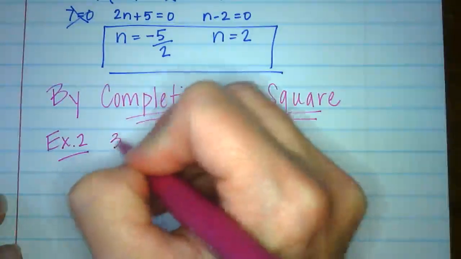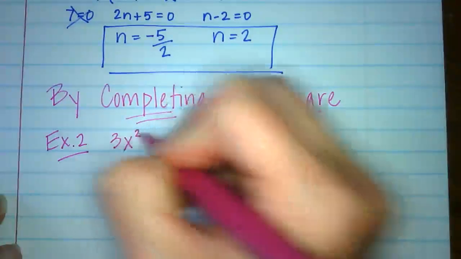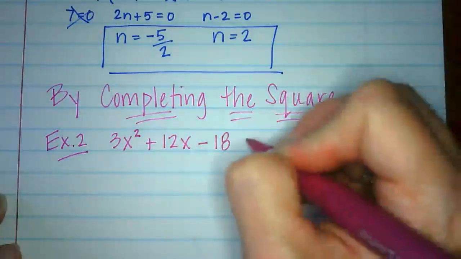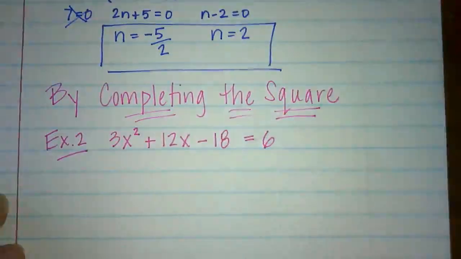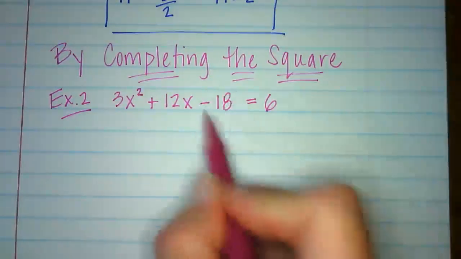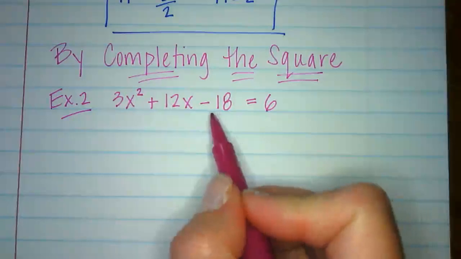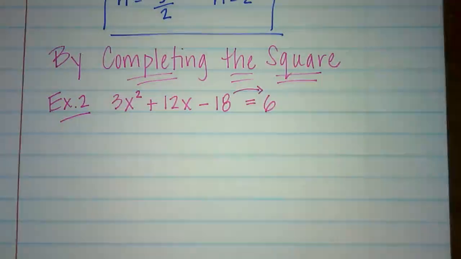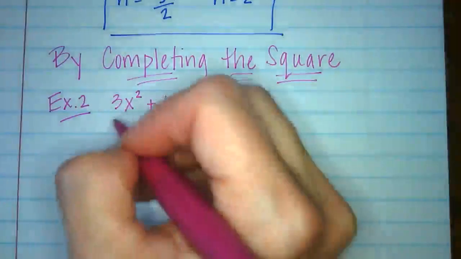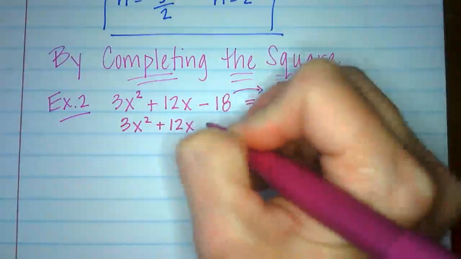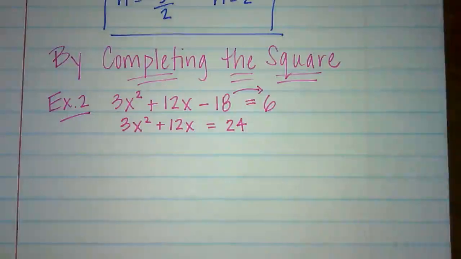Let's do 3x squared plus 12x minus 18 equals 6. Just to change it up a little bit. All right, so when we do completing the square, what we do is we basically get it equal to 0, and then we know that this number is not the right number for the job. But in this case, it's not really worth it. So I think we should just go ahead and start by moving the 18 to the other side. That would give us 3x squared plus 12x equals 24.